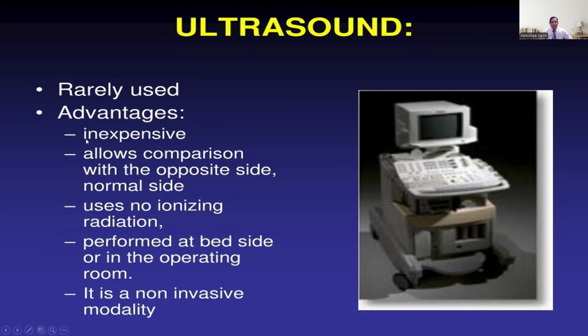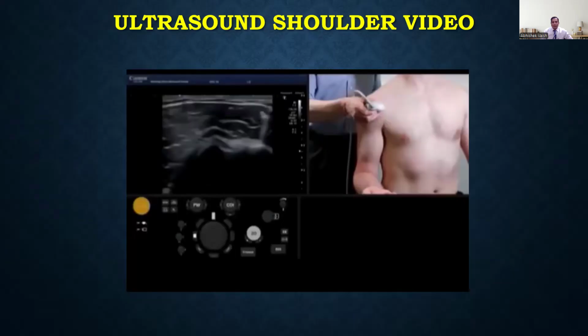What are the advantages? It is an inexpensive modality, allows comparison with the opposite side, and there is no radiation. It can be performed at the bedside of the patient. It is non-invasive and gives you an immediate reading and report. So this is a short video where you can see the ultrasound of the shoulder, how it is done.